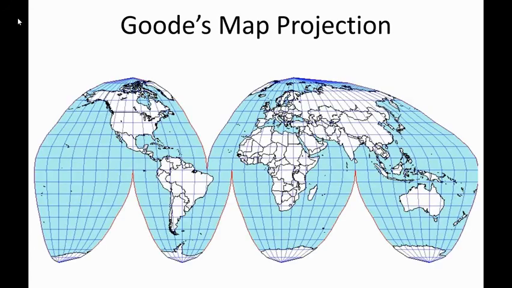So here's what it looks like. I know, kind of interesting. But again, there you see, the size and shapes of the landmass is pretty good. And then you can see the interruption. It kind of looks like somebody took a globe and cut it up and tried to flatten it out and put it on a piece of paper.